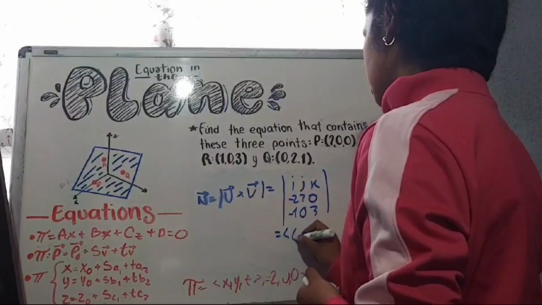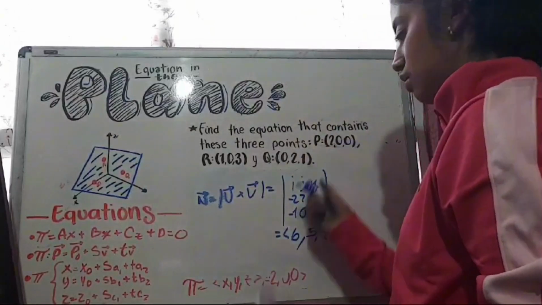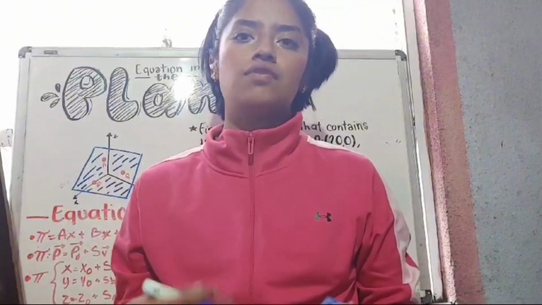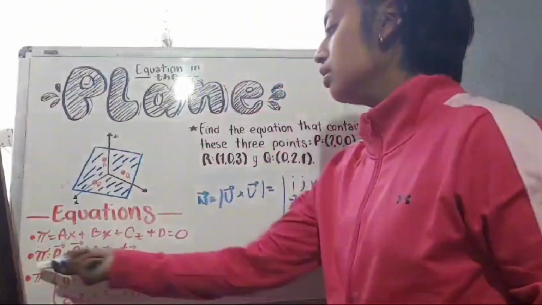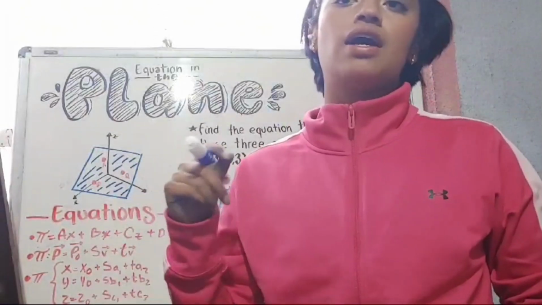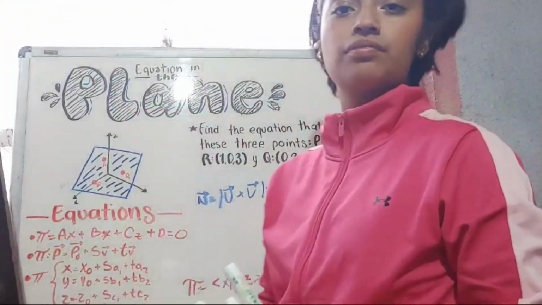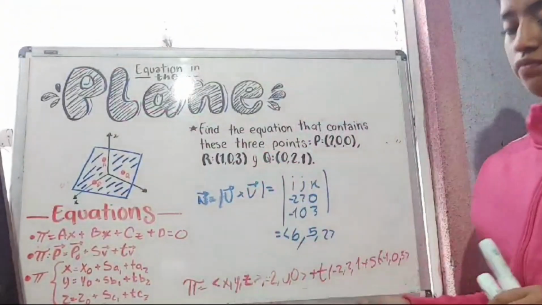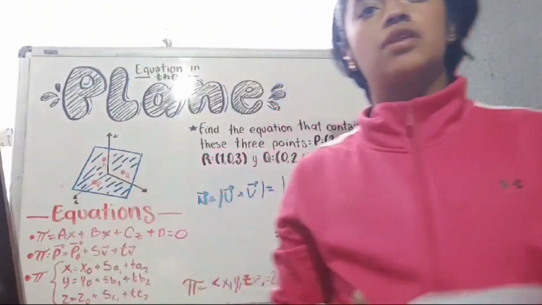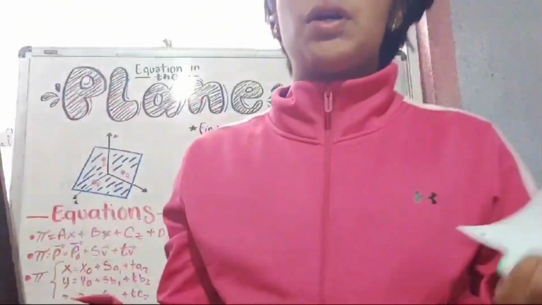The result is 6, 5, 2. Once you have the vector, we introduce it into the vector equation. Remember, first the point and then the vector, in this expression. This is the vector equation. For the parametric equation, we need the scalar values.